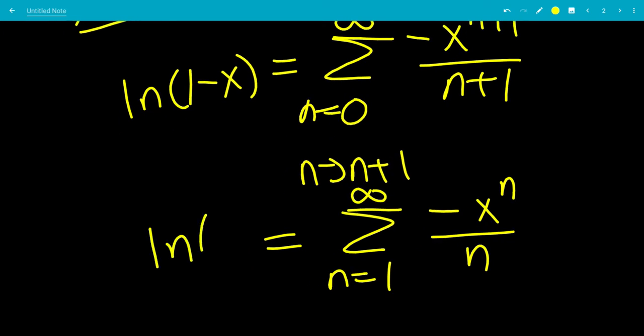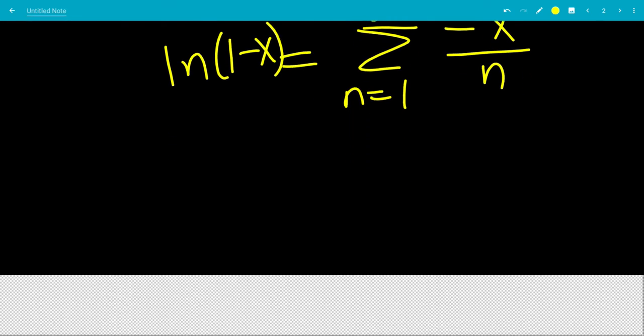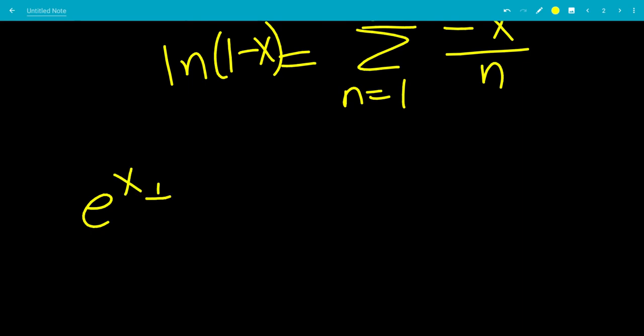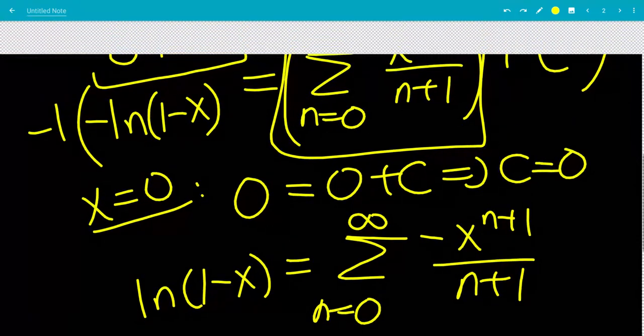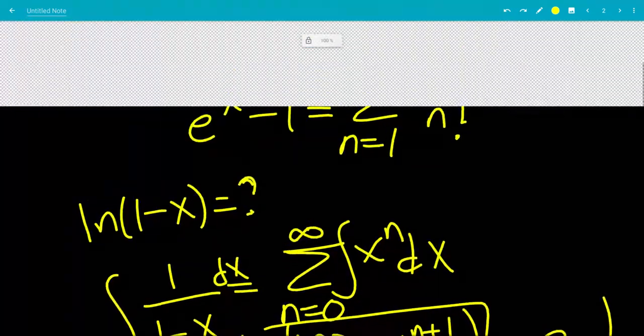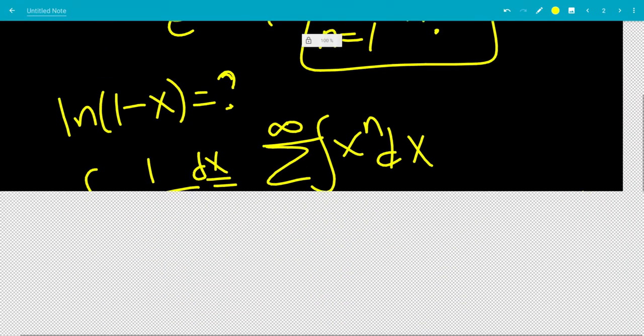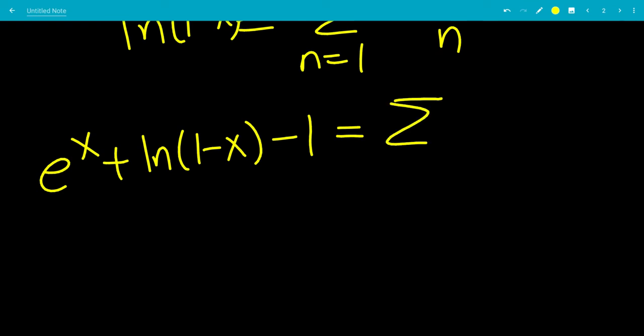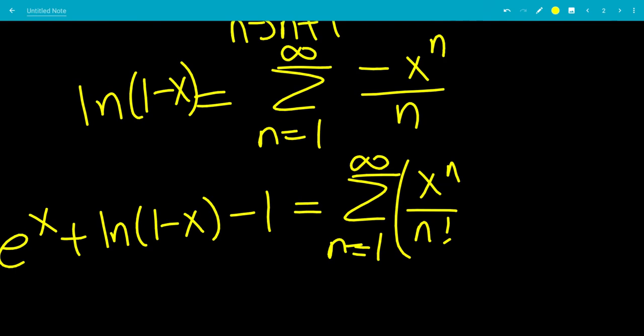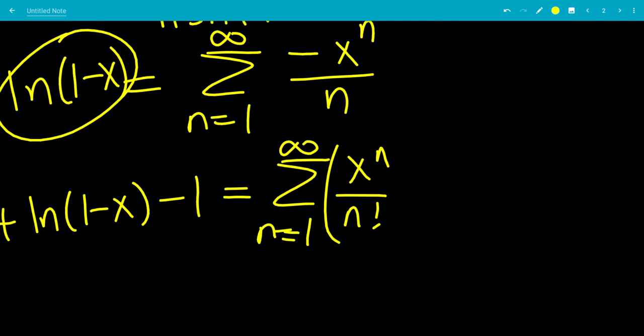So this is ln of 1 minus x. Now we can add e to the x plus ln of 1 minus x, and then minus 1. Then we know what these are. This is all the way up here. So we're going to start with that. So this is equal to the sum from n equals 1 to infinity of x to the n all over n factorial. And then we're going to have this sum, so we're going to have minus x to the n all over n.